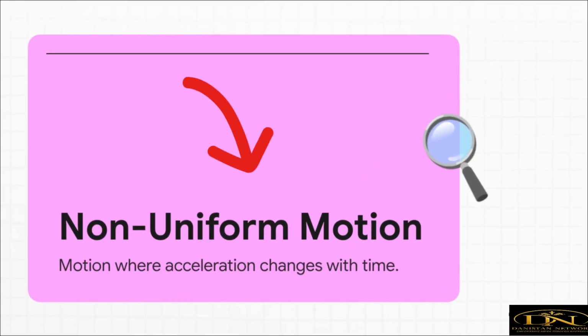Okay, so let's kick things off by defining exactly what we mean when motion isn't perfectly constant. You know, in our theoretical textbooks, we're always calculating these perfect scenarios with constant acceleration. But out in the real world, non-uniform motion is the standard. It's motion where acceleration actually changes with time.